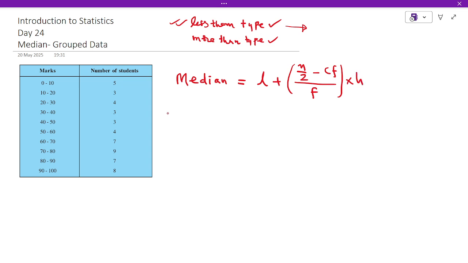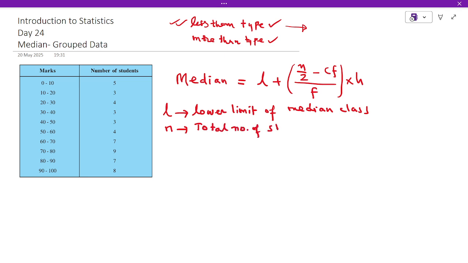Let me write down what each letter describes. Here L is the lower limit of the median class. Then n is the total number of students. If you remember, this total number comes from the total of the frequencies, sigma fi. And then we have two terms. One is CF, which represents the cumulative frequency.